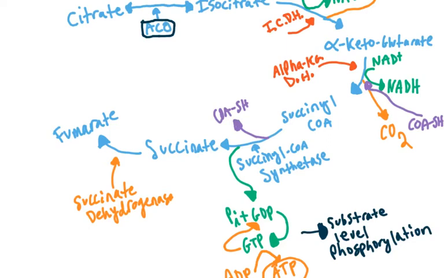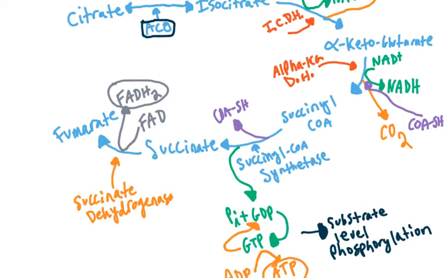So what happens is, let's go and write this out. We have an FAD molecule right here that actually gets reduced and turned into FADH2. All right, and so that's awesome, right? So we go from FAD to FADH2. So we make an FADH2 molecule in this step from succinate to fumarate, thanks to our succinate dehydrogenase enzyme.